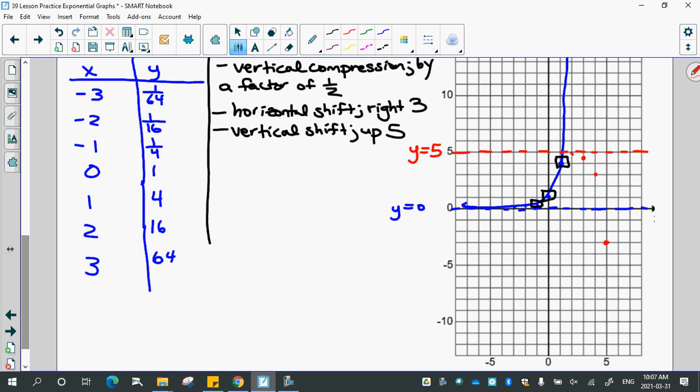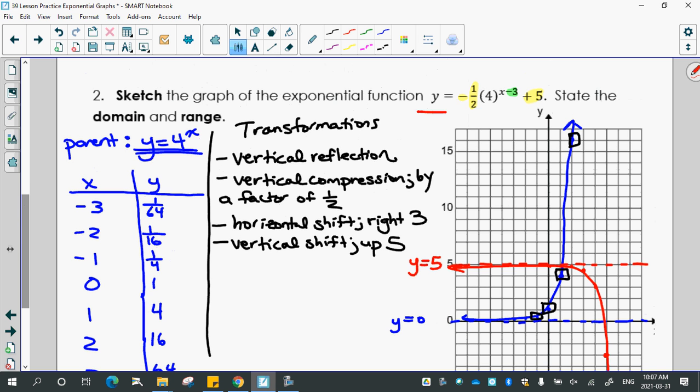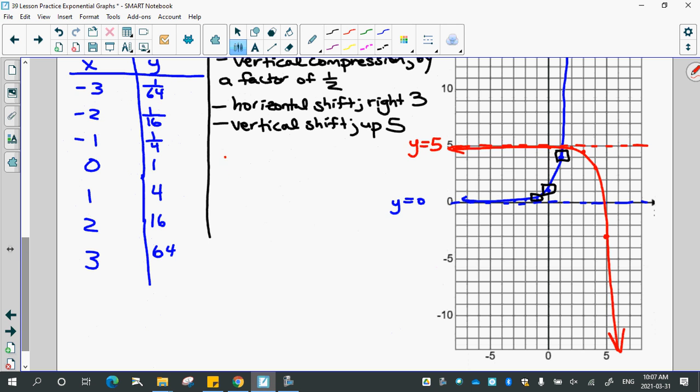Okay, so these ones are just underneath there. And so then you're going to draw in your curve, arrows on both ends. Like that. And then I'm going to underline this one in red as my legend. And then I need to do the domain and range of it.